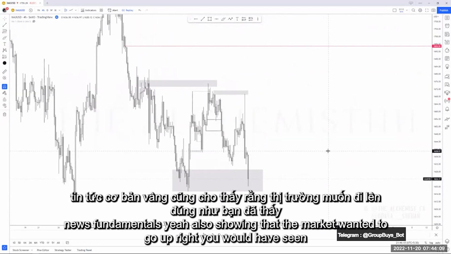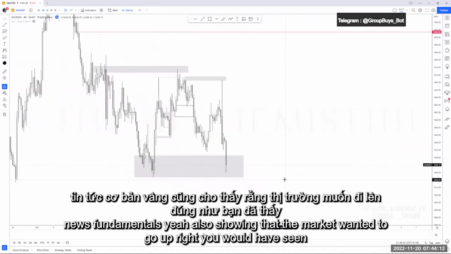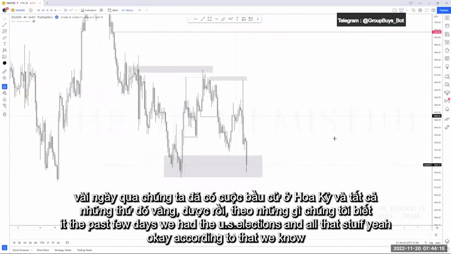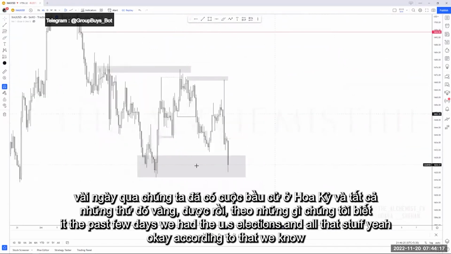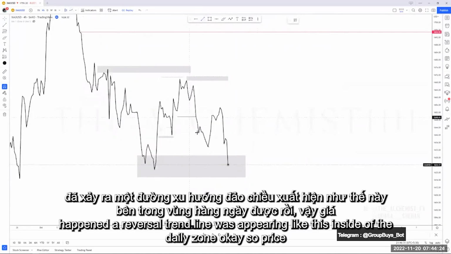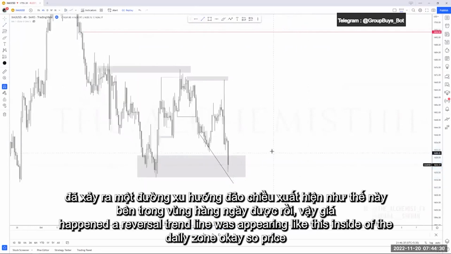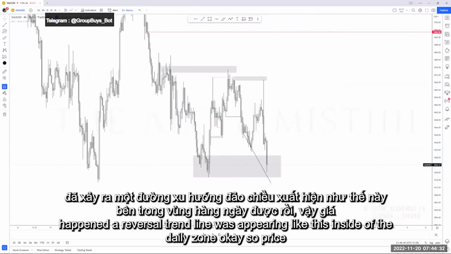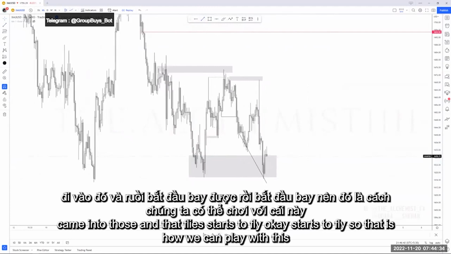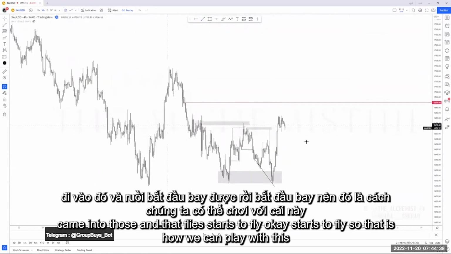The news fundamentals were also showing that the market wanted to go up, right? You would have seen it the past few days. We had the US elections and all that stuff. So according to that, we know that the USD is going to drop once again, right? So it's going to be weak. So what happened? A reversal trend line was appearing like this inside of the daily zone. Price came into those, and there it flies. Starts to fly. So that is how we can play with this.